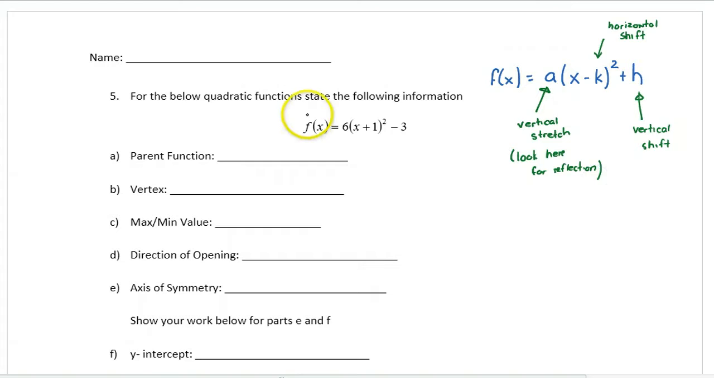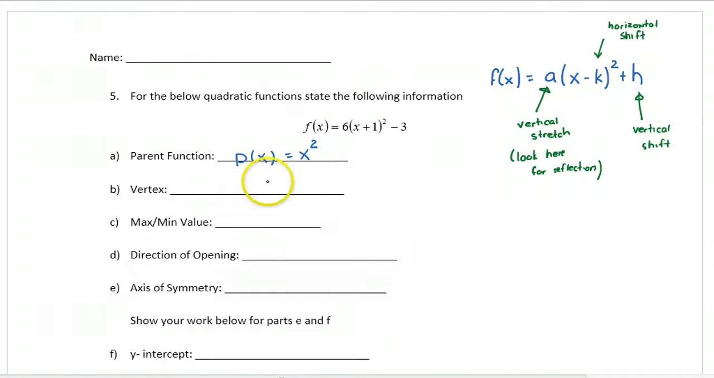So we start off by looking and we identify the parent function, which we often notate as p of x. Now again, at this stage our parent function is always going to be x squared, but the reason why it's so important to identify this parent function is that in later courses you graph a variety of functions using these same principles, and the first step is to pick out the parent function.